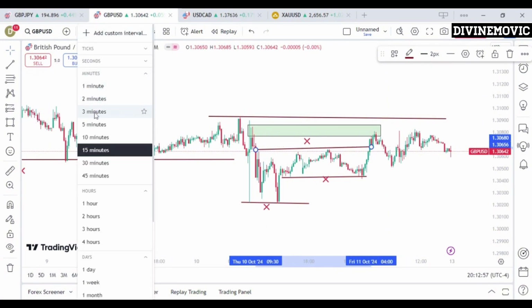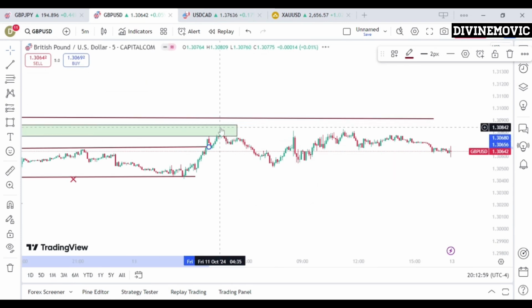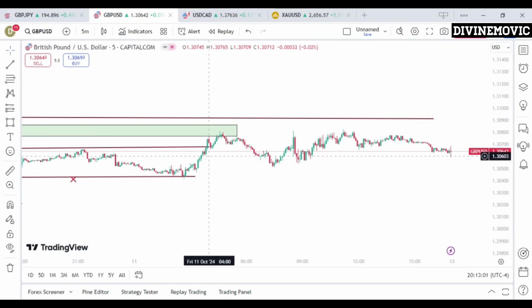and that occurred on the 5 minute time frame. Now on the 5 minute time frame, price was giving us a low, a high, and this is a low. This is a high, this is also a low, this is a high, but this high could not give us a new high, but instead we had a low.